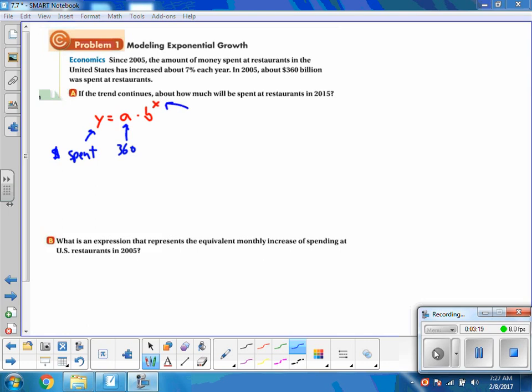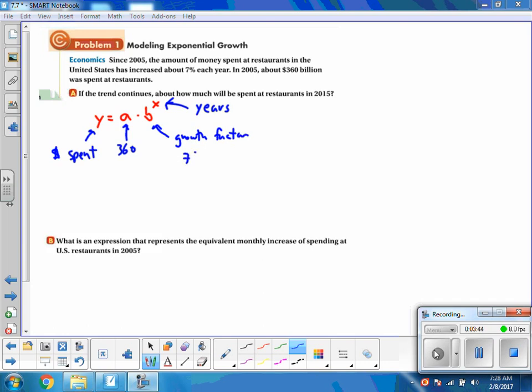And x in this situation, we have to look at what it represents. It usually represents time. So is this months, is it days, is it hours? This is representing years. And then this b, which is our base number, is how much it's changing each time. So this is my growth factor.